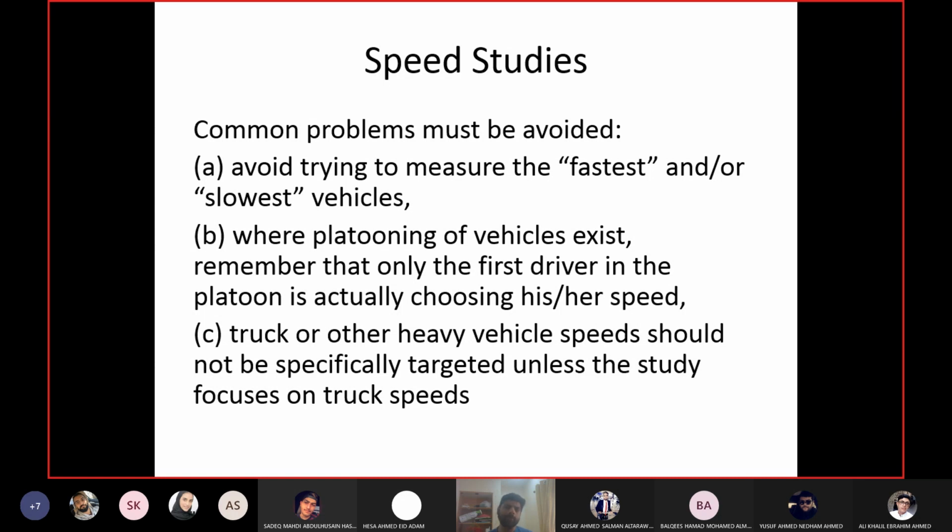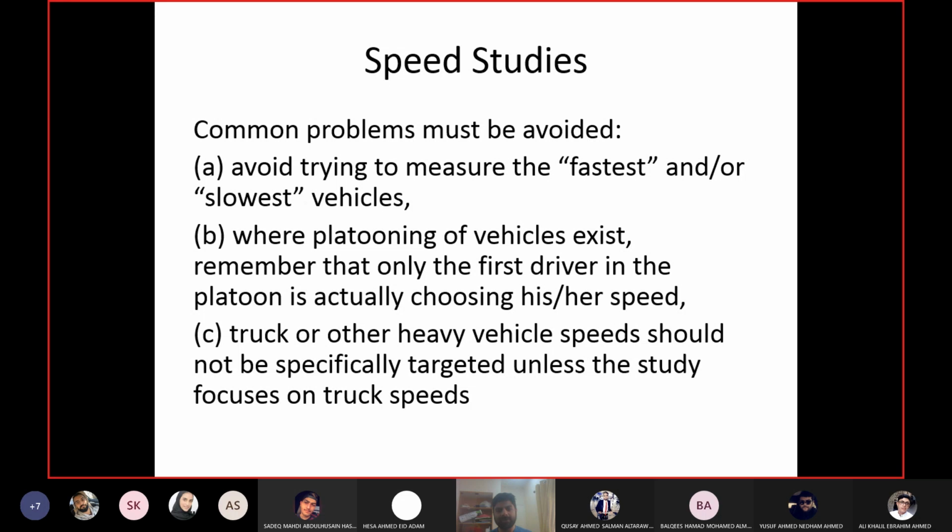Okay, so they are driving normally, at the normal speed. And the slowest driver, maybe he is slow because he has a problem with the car. So these drivers are not very common. They are random and they are extreme. We don't want to consider these values. This will ruin your data. So avoid taking the data of the fastest or slowest car.